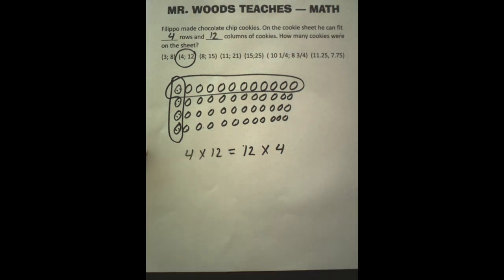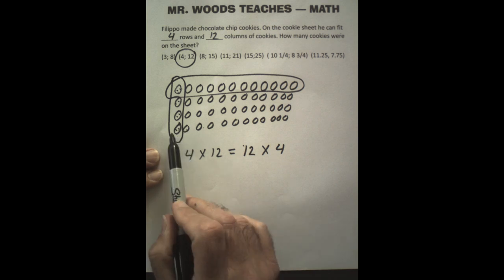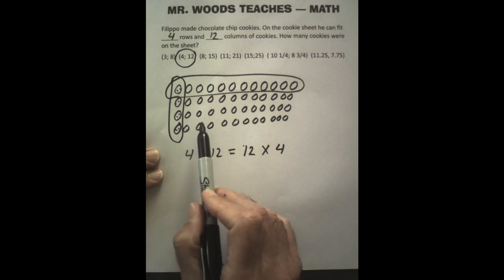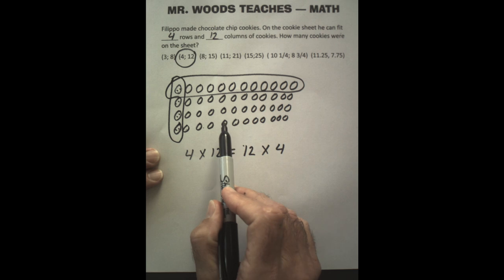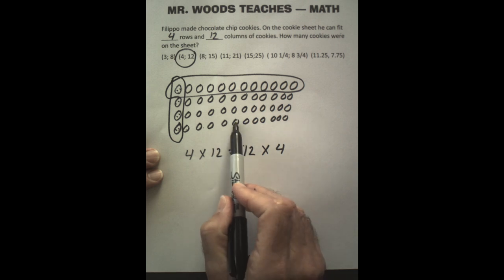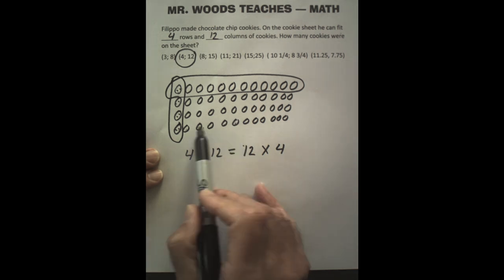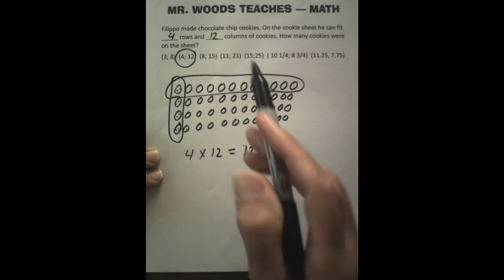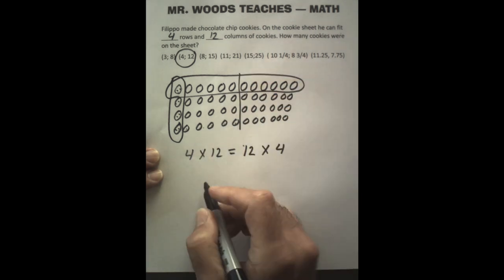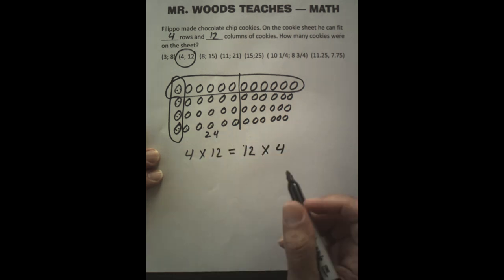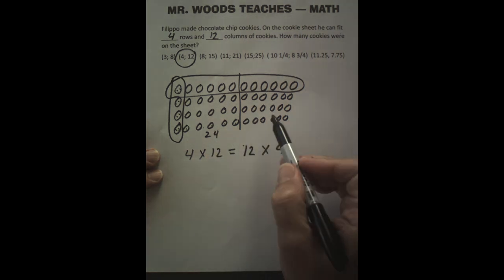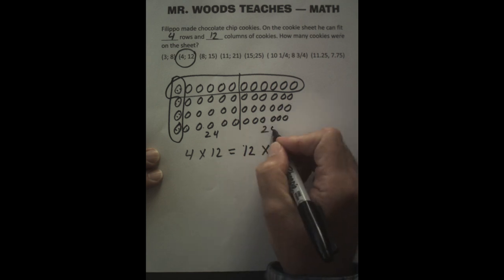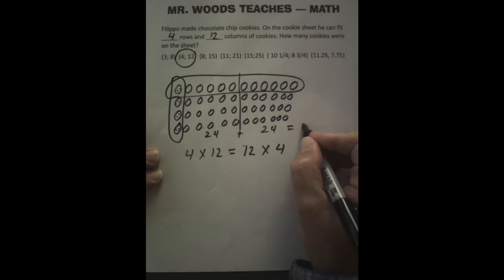If we know our 4s, we can count by 4s. So 4, 8, 12, 16, 20, 24, wait a minute, how many of those did I do? 1, 2, 3, 4, 5. So I know there's 24. 4, 8, 12, 16, 20, 24. That is equal to 48.